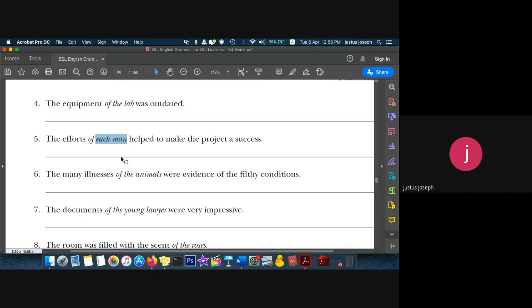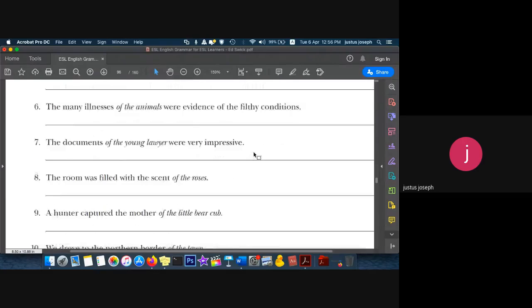Why are you saying each men? Man. Man's. Each man's. MAN apostrophe S. That is what we are learning, right? So if you don't do that, then what's the point? So each man's efforts. Do I need efforts or effort? Can I just say effort? Effort. Yes. You do not need this S here, okay? Each man's effort helped to make the project a success.